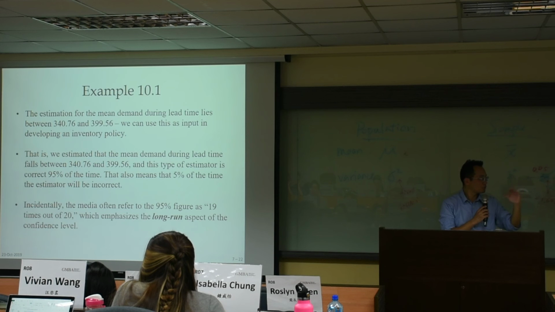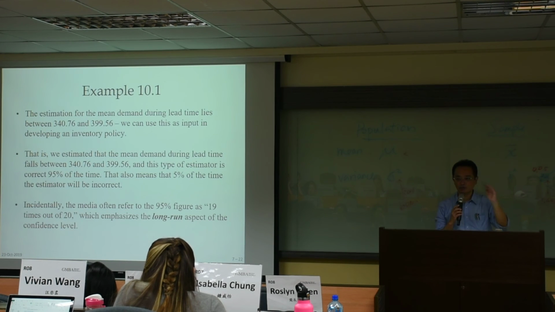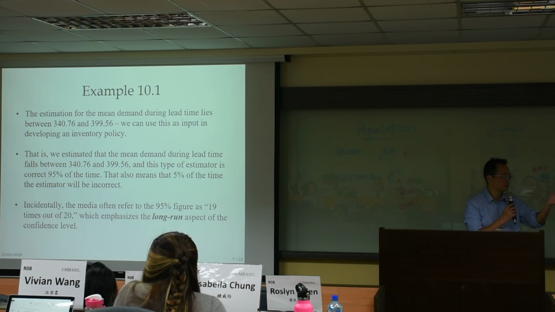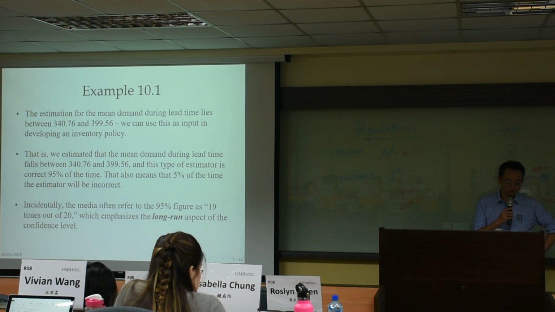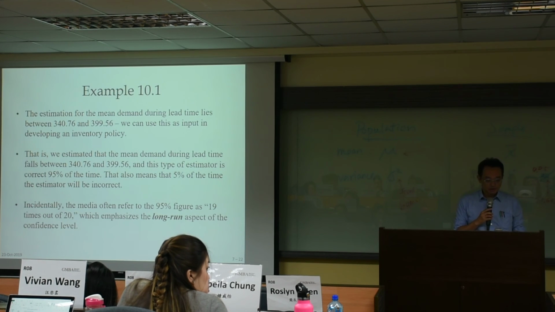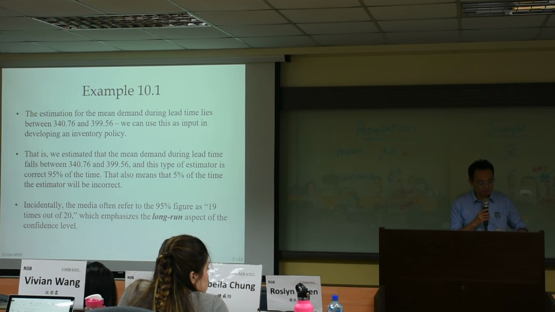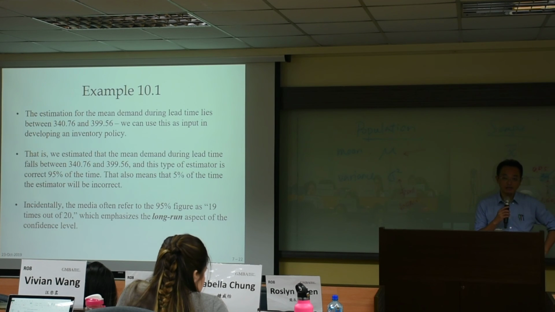There are several types of inventory policies depending on the assumptions, your requirements, and the frequency of decisions to be made. You'll play with it later on. So we estimated the mean demand during lead time falls between these two values, and this estimator is correct 95% of the time. That means 5% of the time the estimator will be incorrect.